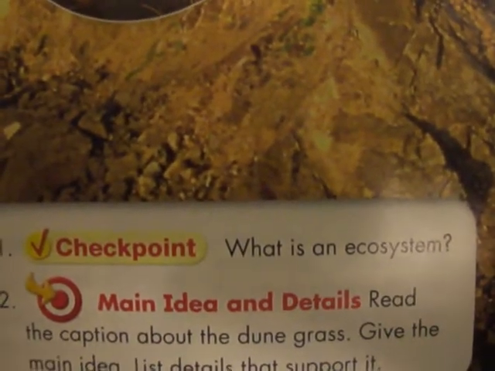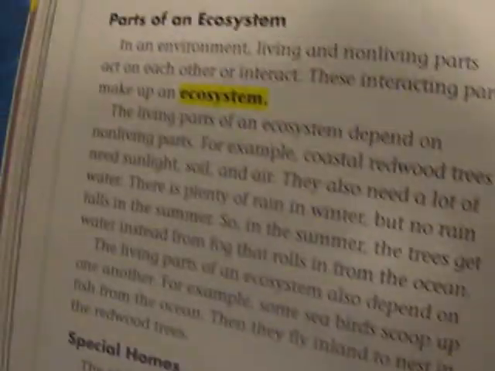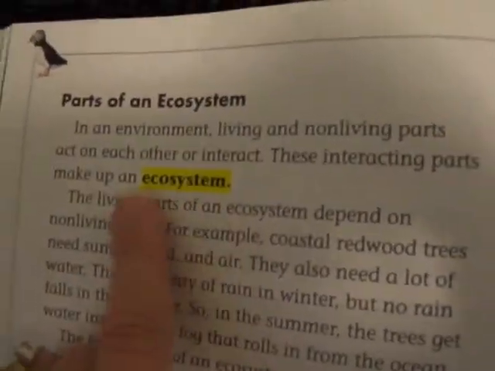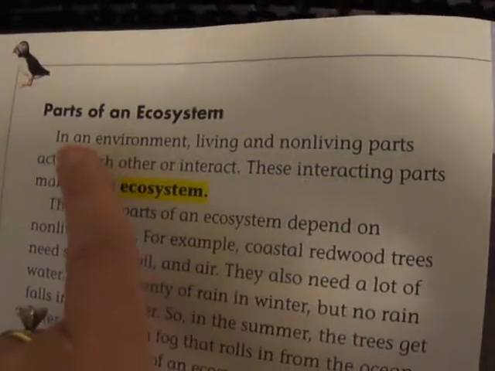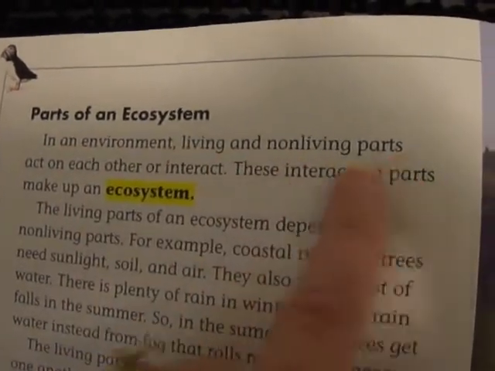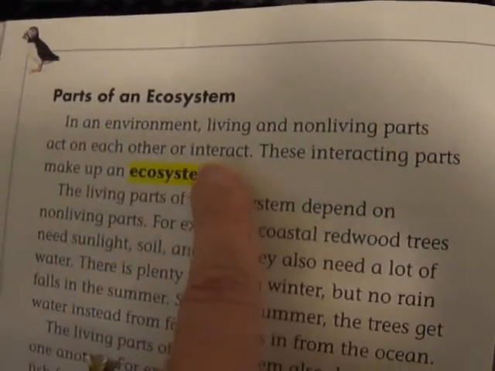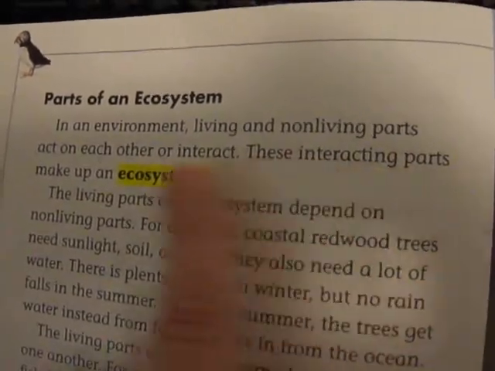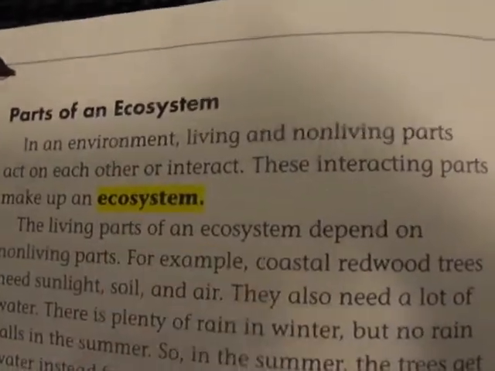And here's our checkpoint question. What is an ecosystem? I think if we look back up here, where we just read, we have our clue. In an environment, living and non-living parts act on each other, or interact. These interacting parts make up an ecosystem.